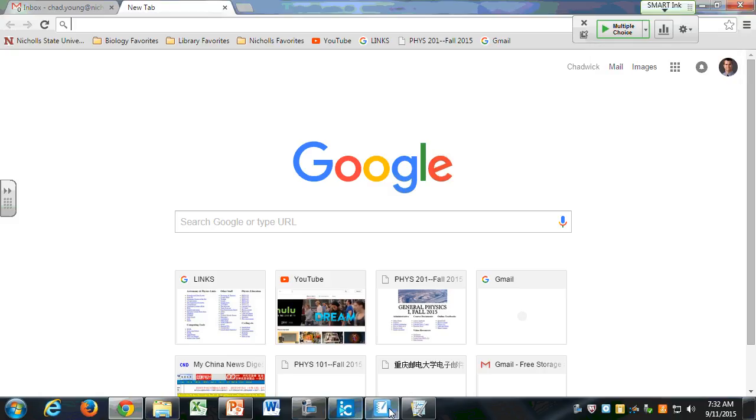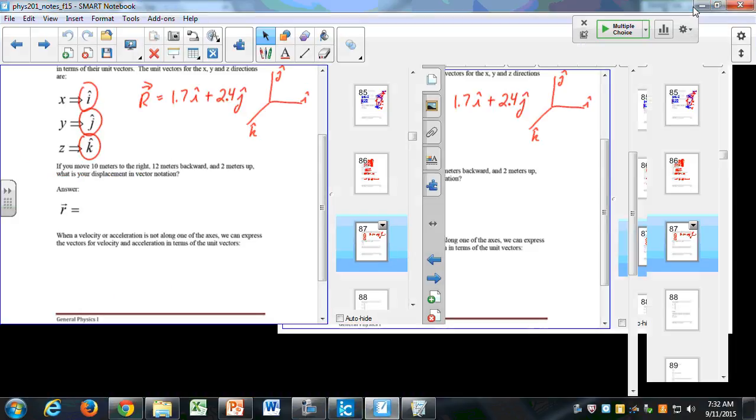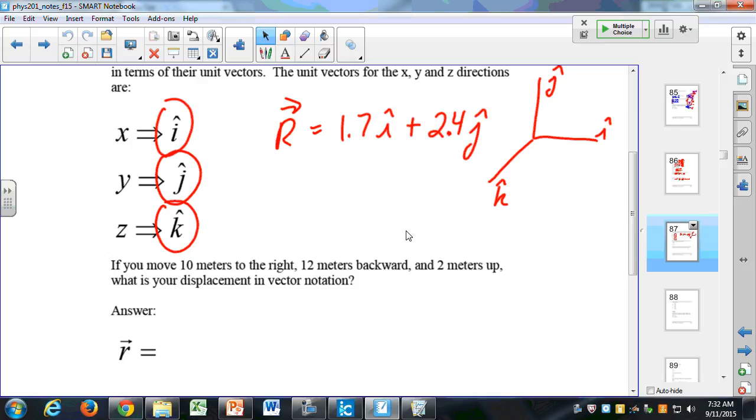Well, let's continue on here. We were looking at vectors, and I told you about the IJK notation, and we'll be using that all semester. The IJK notation, where our i is x, our j is y, and our k is our z vector.